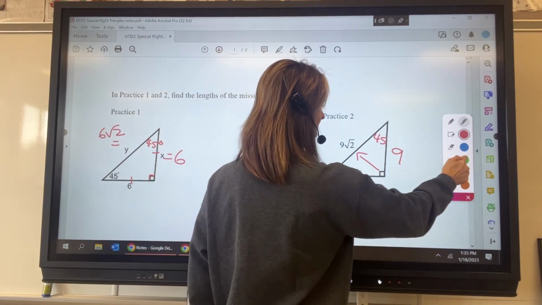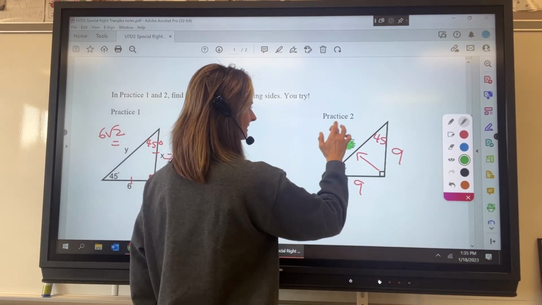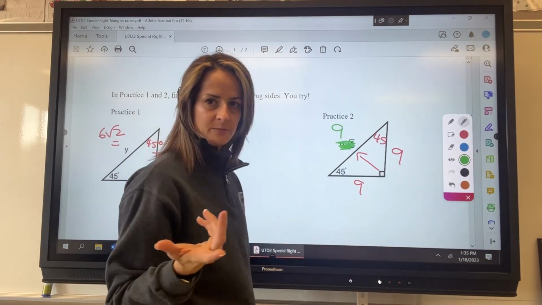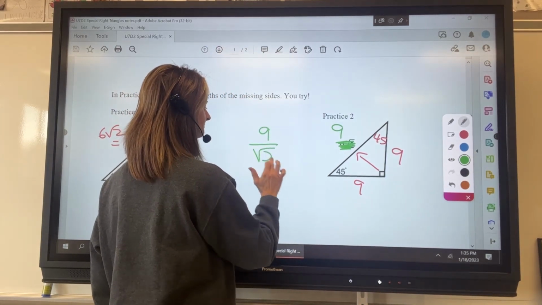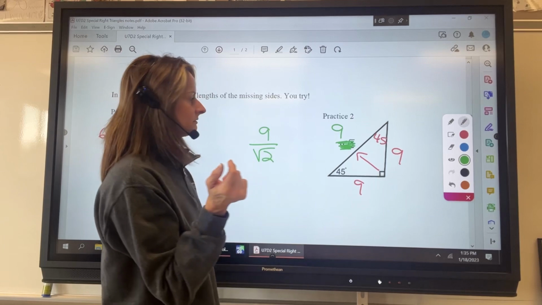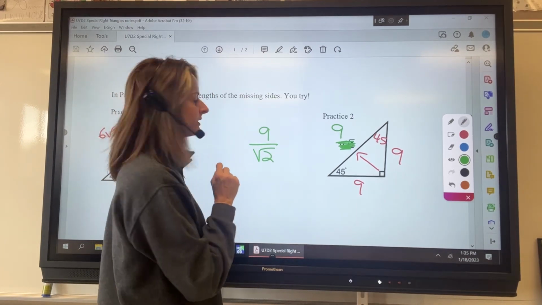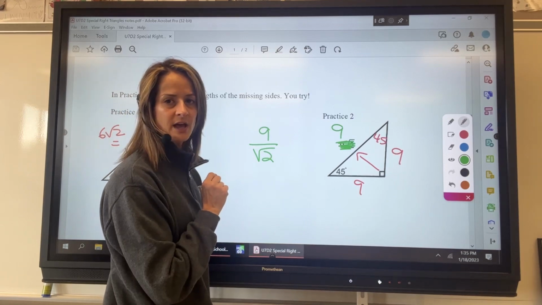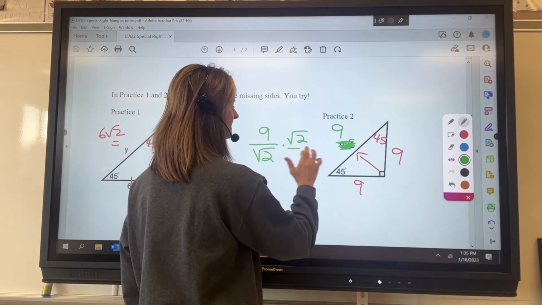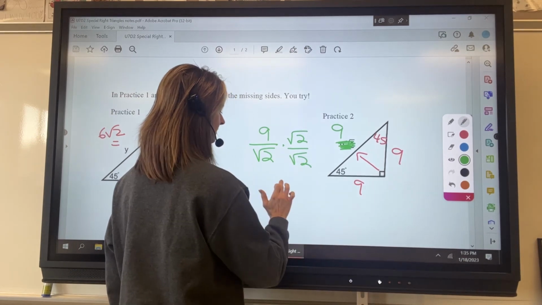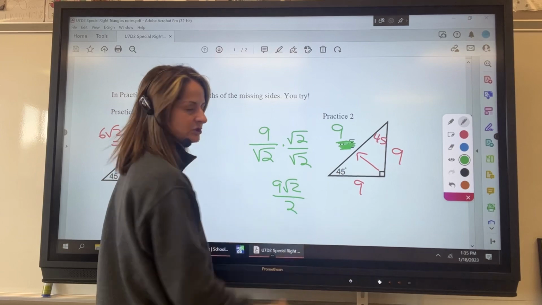Now sometimes it's a little trickier, and let's say they told us the length of the leg was 9. We still have to divide by root 2. So sometimes when you're dividing by root 2 or root 3, and there's one more type of special right triangle where you may have to divide by root 3, you're going to have to rationalize the denominator. So we're going to have to multiply by a special 1, which we've done this year. We know that's 9 root 2 over 2 because root 2 times root 2 is 2.